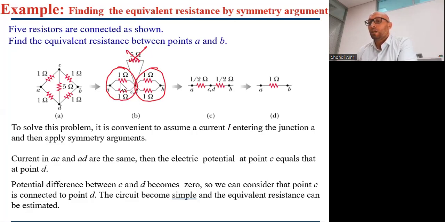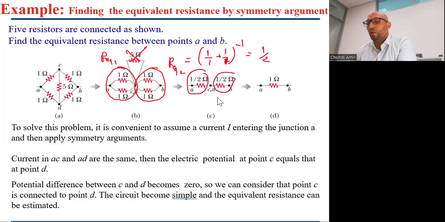So we're going to get R equivalent 1 and R equivalent 2, both of them equal to (1 over 1 plus 1 over 1) to the power minus 1, so it will be equal to 1 over 2. So we're going to get 1 over 2 in series with 1 over 2 resistors. So the resulting resistance would be equal to 1 ohm.